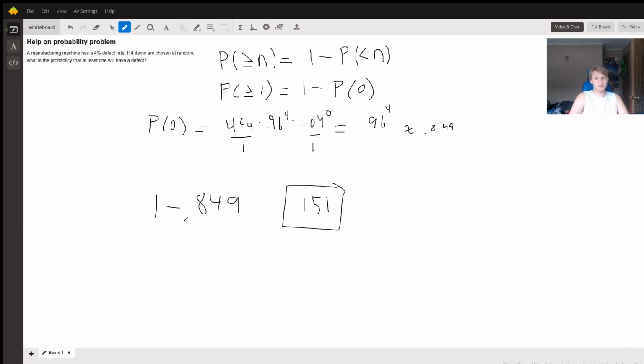And if you think about it for a sec, that should make sense. There's a pretty low rate of defect, only 4%. And so the chance that any one of them or more will have a defect is going to be pretty low until you get a larger sample of randomly chosen items. So there you go.